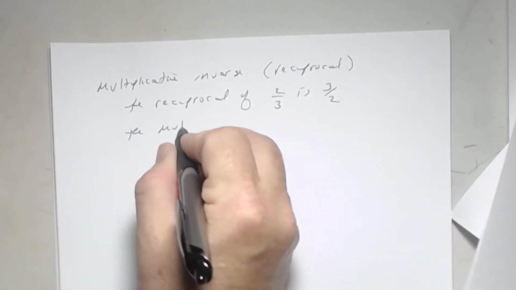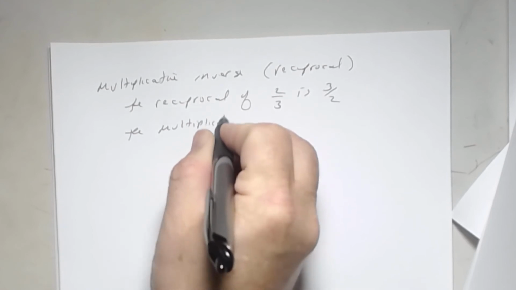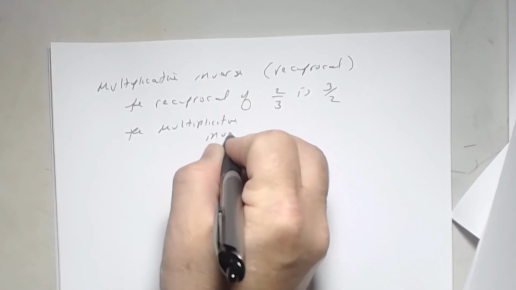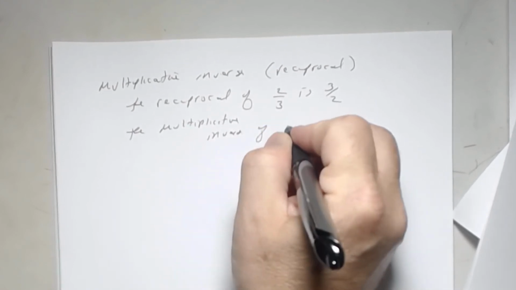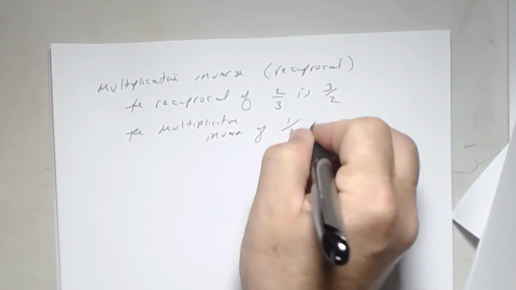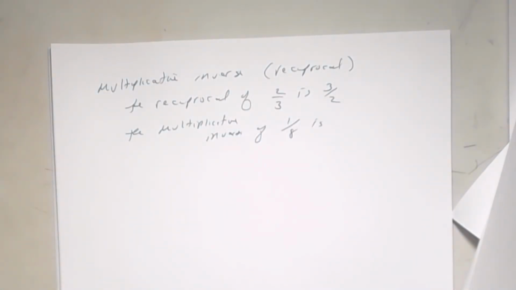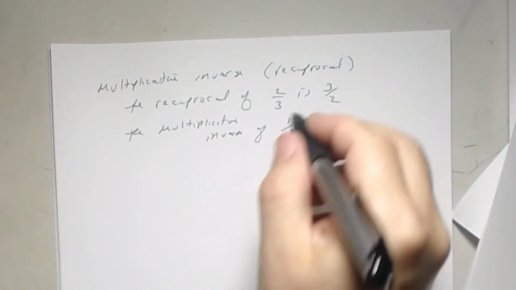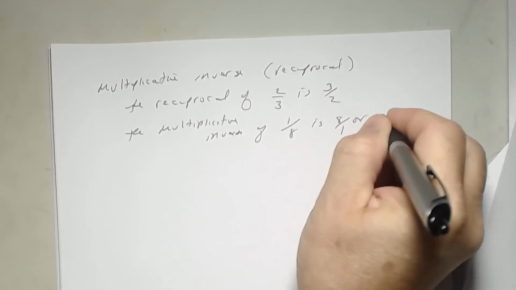The multiplicative inverse of 1/8 is what? Remember, another word for multiplicative inverse is what? Reciprocal. Okay, they mean the same thing. So what's the multiplicative inverse of 1/8? 8/1, or you could have just said what? 8.